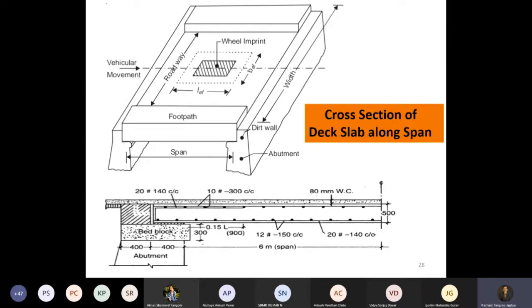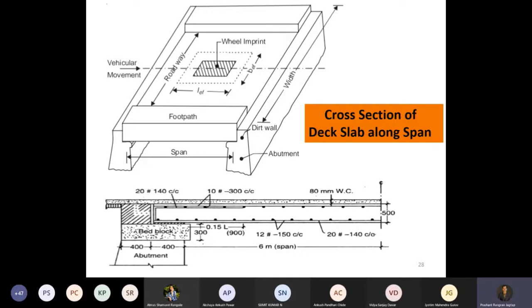The main steel bars are at the bottom, distribution bars will be at the top, and these main bars we have to take to the top side also by bending them. Again, we have provided 10 mm diameter bars at 300 mm center to center as top steel to avoid shrinkage cracks. We have 500 mm depth of the slab, 80 mm thickness of the bearing coat. The main steel we have provided as 20 mm diameter bars at 140 mm center to center. The overall span of the slab is 6 meters. So this is about the design of the deck slab.